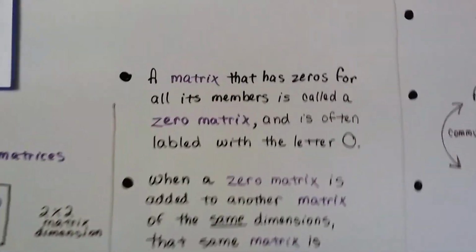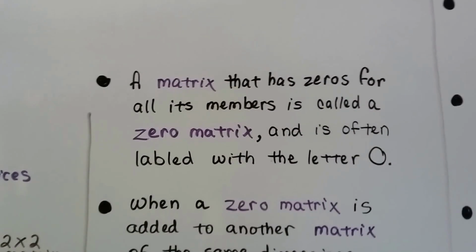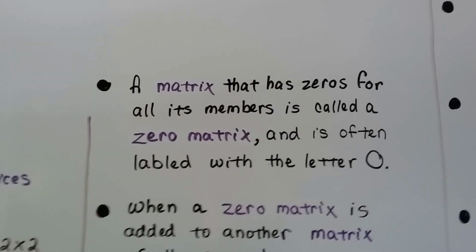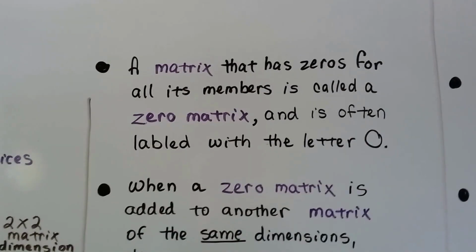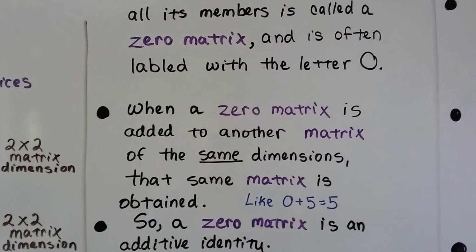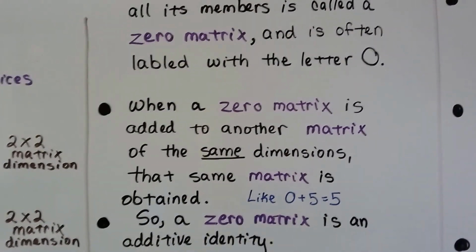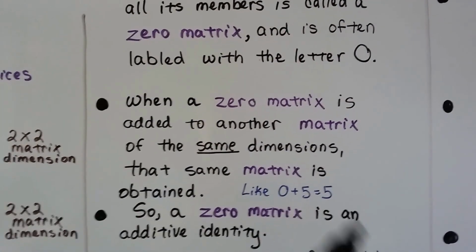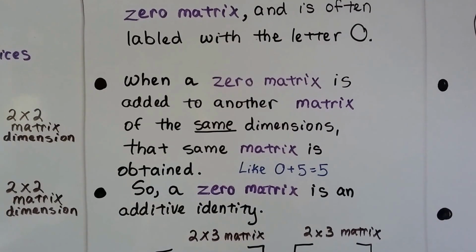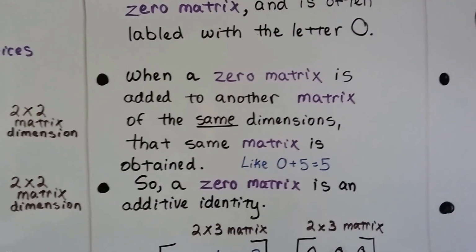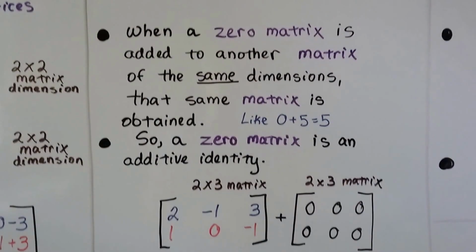A matrix that has zeros for all of its members is called a zero matrix. That makes sense, right? And it's often labeled with the letter O. When a zero matrix is added to another matrix of the same dimensions, that same matrix is obtained. So if we just did 0 plus 5, we'd still get 5, right? So a zero matrix is an additive identity. Just like when we add 0 to any number, it stays that number, right? Same thing with the matrix.